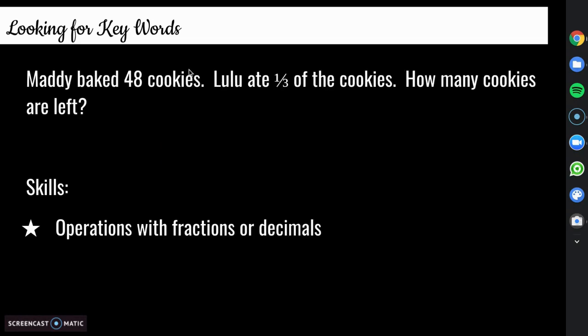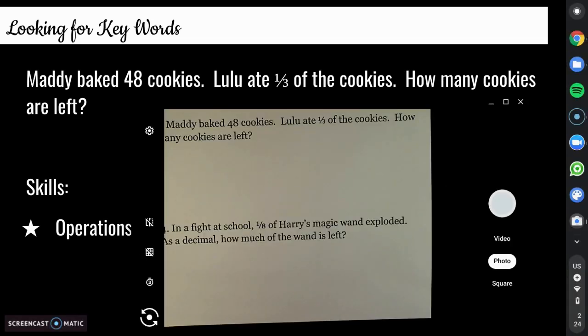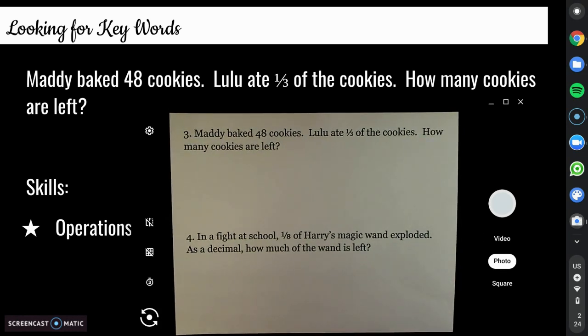All right, on these next ones, you're going to start to work a little bit more on your own. Okay, again, I have our picture here, and I will work through it with you. I want you to try this one, not quite on your own, but we're going to get there. First, let's think about what the question is asking. Go ahead and read it. Okay, you should be done reading. Maddie baked 48 cookies. Lulu ate 1/3 of the cookies. How many cookies are left?